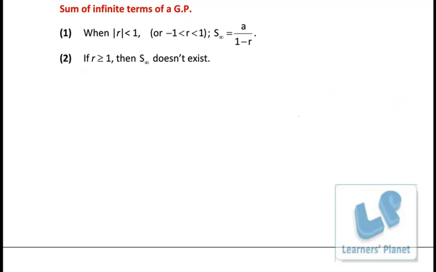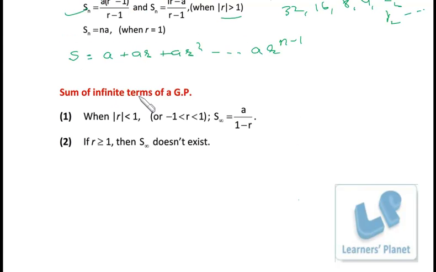Now let's see how we find the sum of infinite terms of a GP. Infinite terms means never ending. There is no nth term. As given over here, this is the nth term, but in the case of infinite terms, there is no nth term, no fixed number of terms like 5, 6, 10, 20, nothing like that. The terms will be infinite.